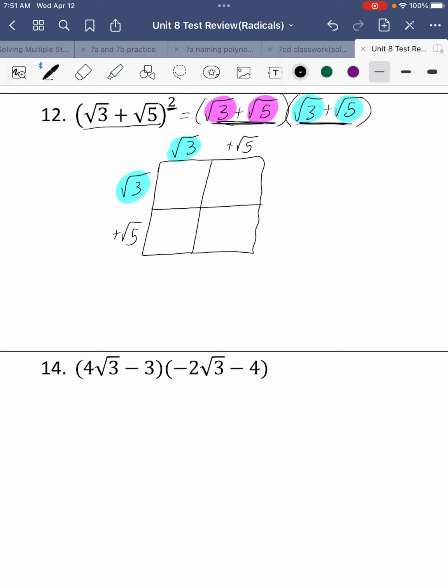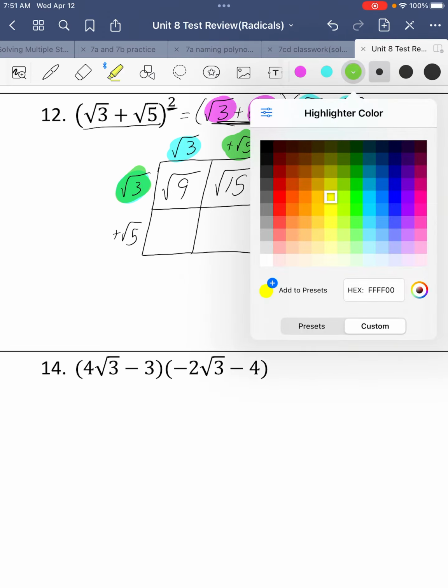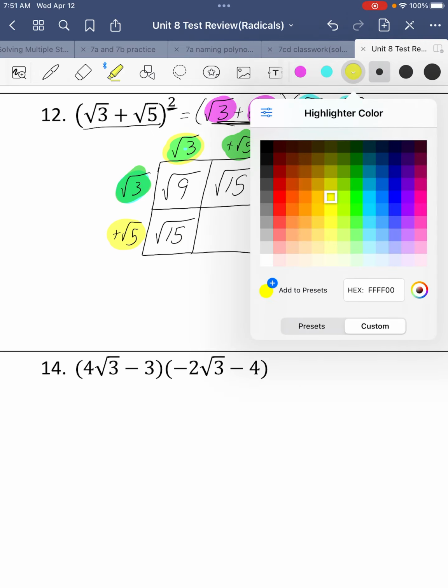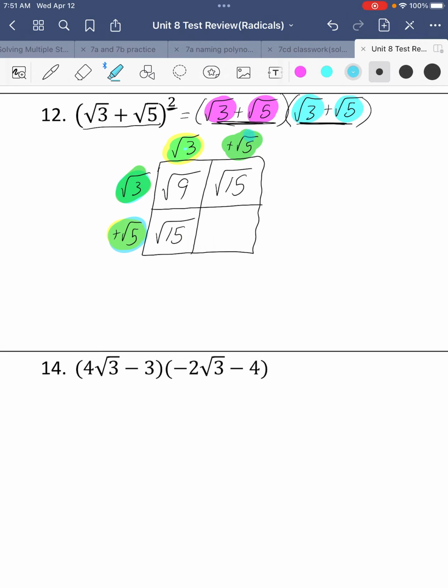And now I'm going to multiply, so I have the square root of 3 times the square root of 3, which is the square root of 9. Then I have the square root of 3 times the square root of 5, and that's multiplied underneath. That's going to be the square root of 15. Then I'm going to do the square root of 5 times the square root of 3. It really doesn't matter the order you write these in. I'll multiply underneath the square root, so 3 times 5 is 15. And lastly, I have the square root of 5 times the square root of 5, so 5 times 5 is 25.